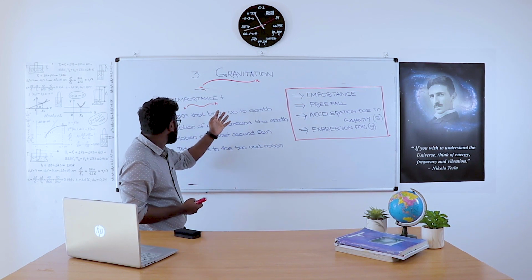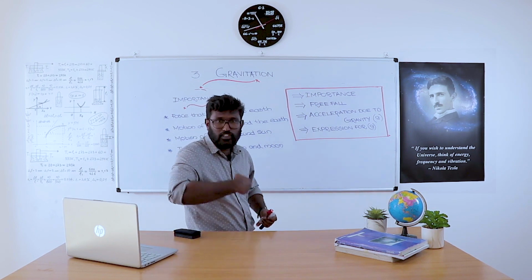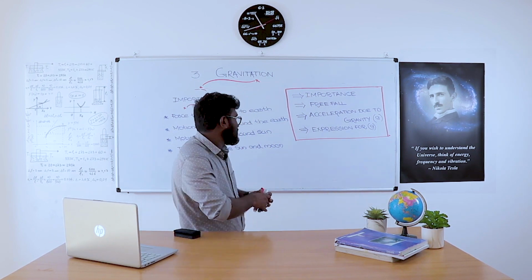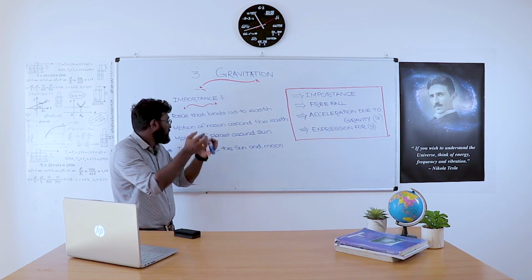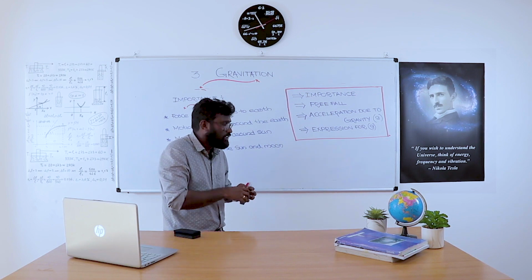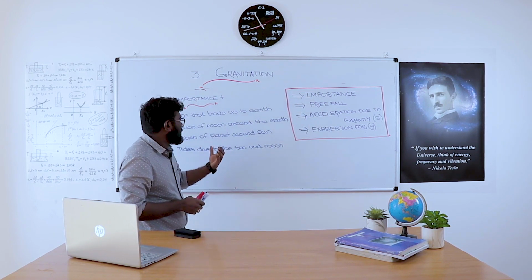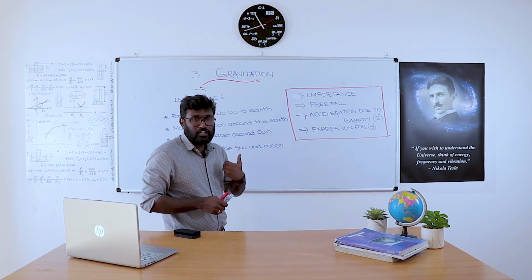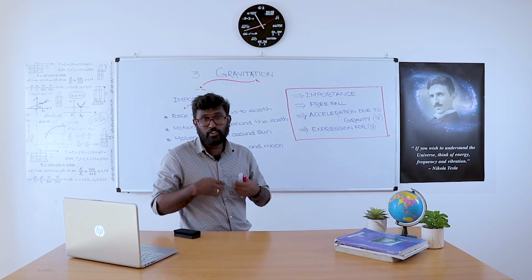What are all the importances? The first one is the force that binds us to the earth, the second one is the motion of the moon around the earth, the third one is the motion of the planets around the sun, and the final one, tides due to the sun and moon. All are importances related to the universal law of gravitation or gravitational force of attraction.